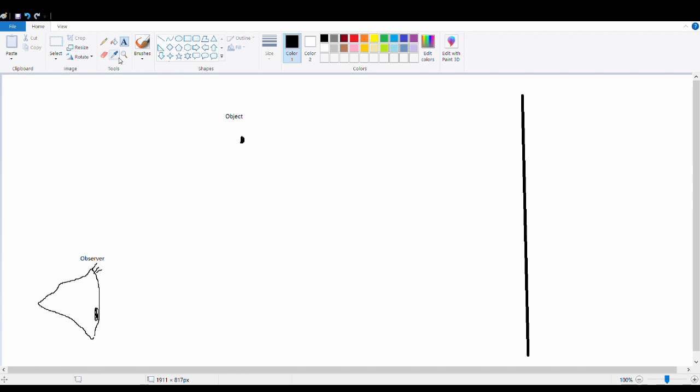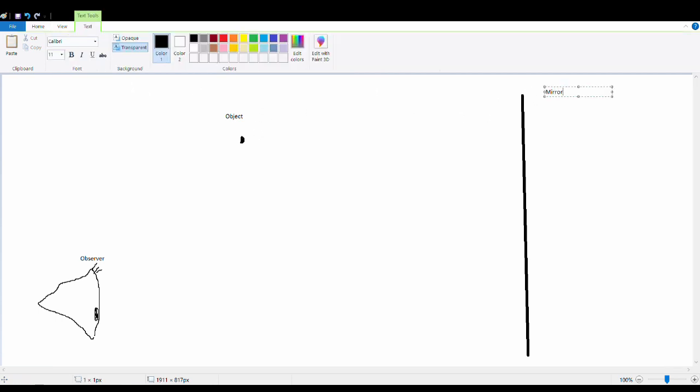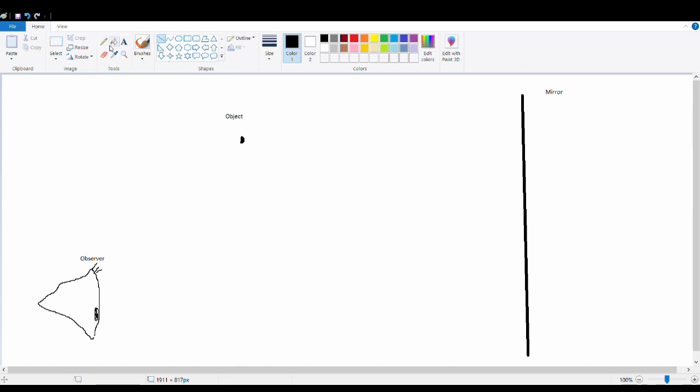Well, let's find out. So let's find the distance between the object and the mirror. Let me label the mirror. That distance will be this distance right here. Now, this distance will not be the same as the distance from the observer to the mirror. So now we have a slightly bigger problem, right? Well, yes and no, because the problem can be solved very easily.